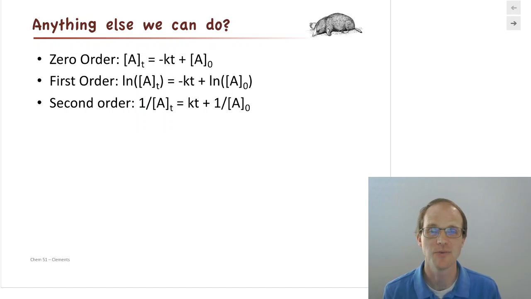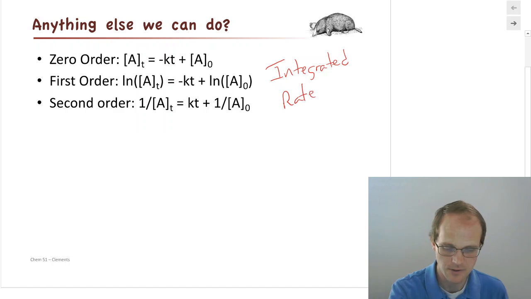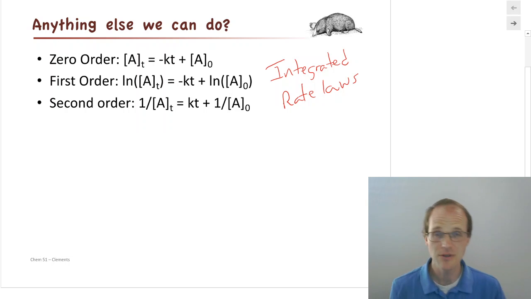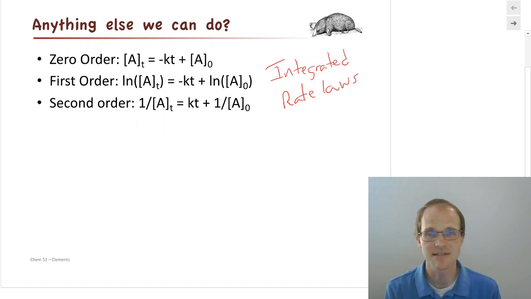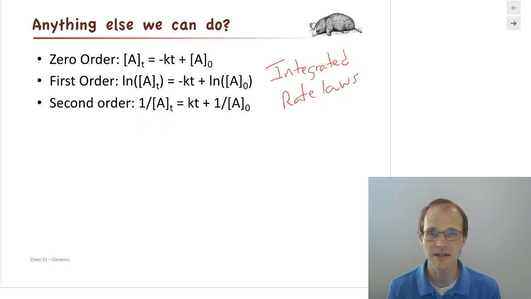In the last segment, we derived these lovely equations, the zero order, the first order, and the second order integrated rate laws. Remember, these are called the integrated rate laws. And we use them to say, hey, let's test some data and see whether it's most consistent with a zero order, first order, or second order rate law, and that helps us determine a rate law for a reaction. Is there anything else we can do?